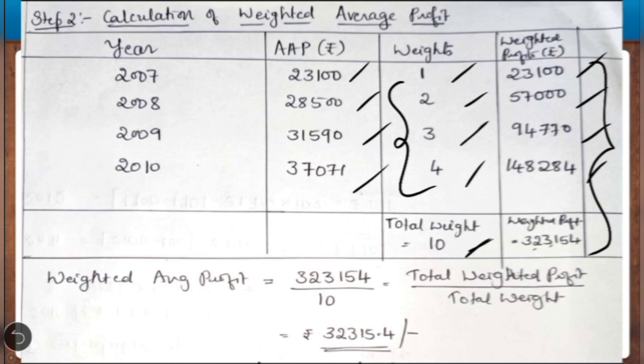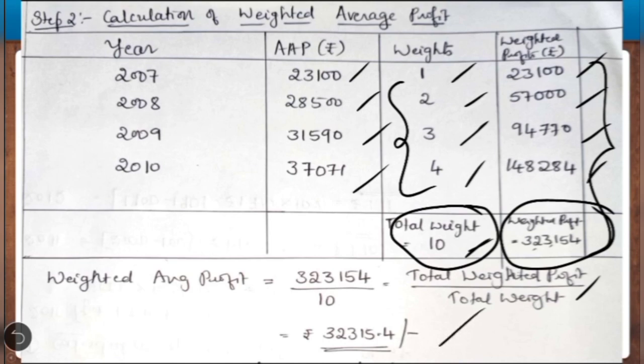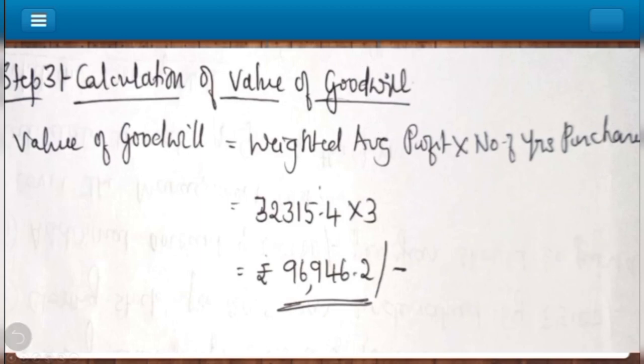In the next line, we are going to calculate the weighted average profit. The formula is total weighted profit divided by total weight. So here total weighted profit is 3,23,154 divided by the total weight assigned, 10. When you divide it, you will have weighted average profit of 32,315.4.